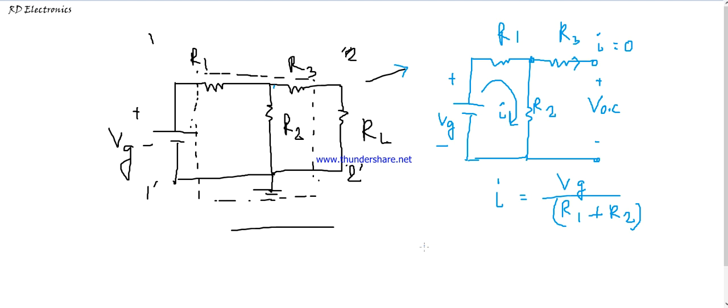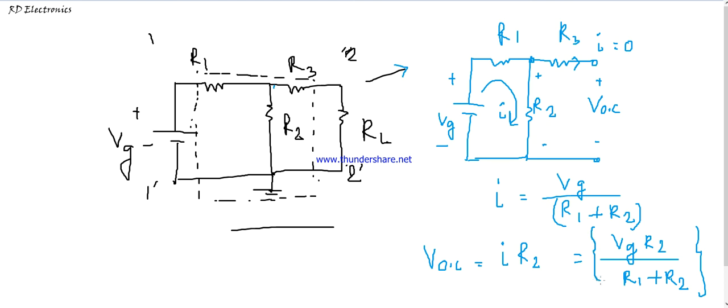Okay, so now what is the open circuit voltage? Here current equals 0, that means the voltage drop across R3 equals 0. So open circuit voltage equals current times the resistance R2. So the voltage across R2 is equal to the open circuit voltage. Just putting here the value of I, that means VG times R2 divided by R1 plus R2. So this is the Thevenin equivalent voltage or open circuit voltage. This open circuit voltage is also known as Thevenin equivalent voltage.